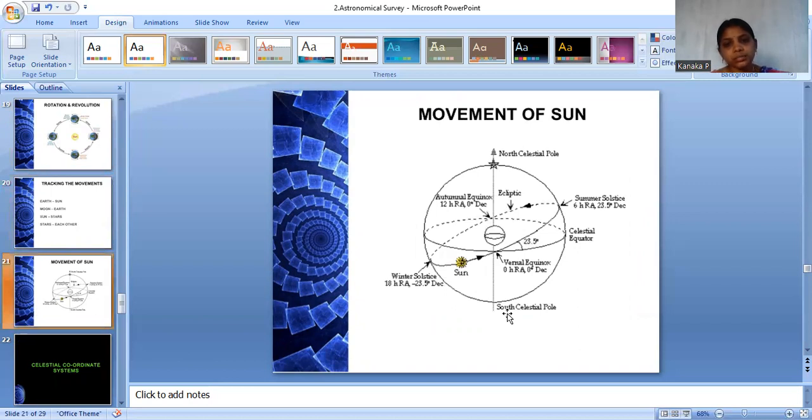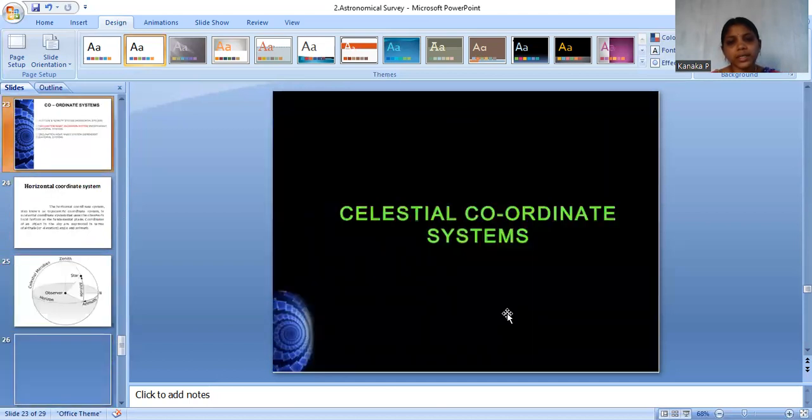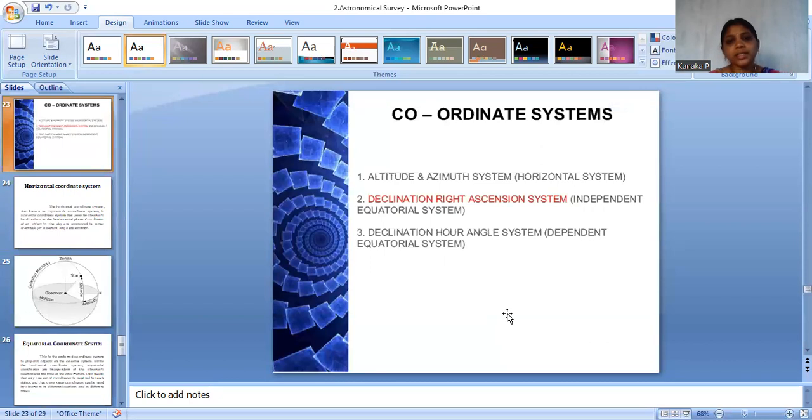The movement of the sun, the north celestial pole, the ecliptic, and some are on the celestial sphere. This is the celestial coordinate system. The celestial coordinate system has three main systems. First, the altitude and azimuth system, the horizontal system. Second, the declination and right ascension system, the independent equatorial system. Third one is the declination and hour angle system, that is the dependent equatorial system.